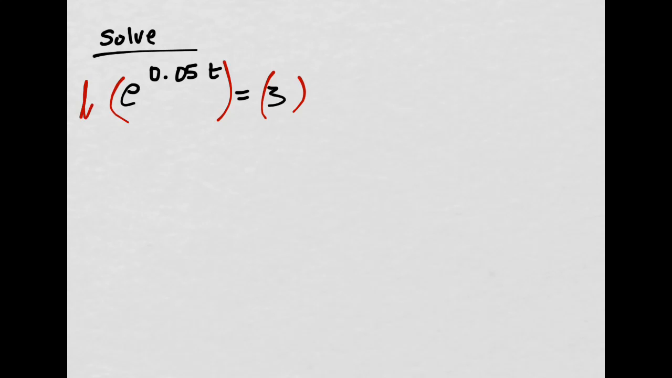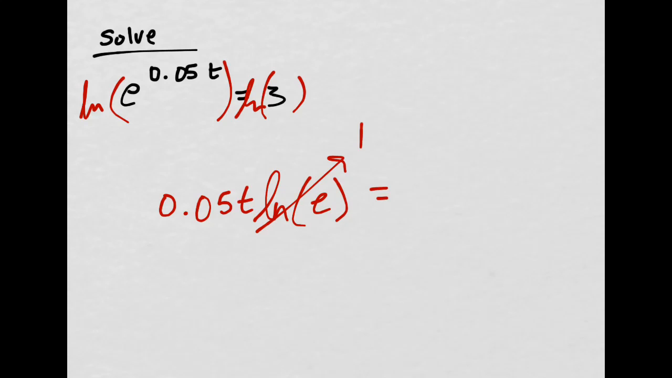All right, so I'm going to use the natural log. I'll take the natural log of both sides. When I do that, I can use the power rule that we talked about, or that you remember, hopefully. So then I would have 0.05t times the natural log of e. Remember, the natural log of e is just 1, and equals the natural log of 3.